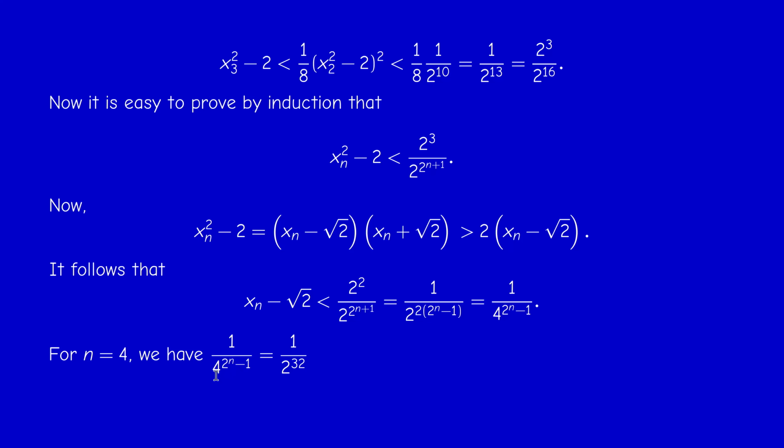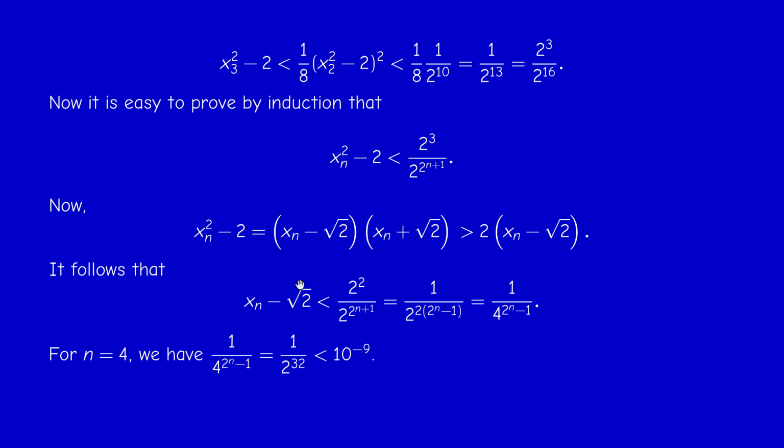So I get 4 to the power 15 or 2 to the power 32. But 2 to the power 32 is about 2 billion, right? So I have 1 over 2 billion. So it's less than 1 over 1 billion, 10 to the power minus 9. Okay? It's easy to see that. So what does this mean? It means that if n is equal to 4, this quantity is less than 10 to the power minus 9.